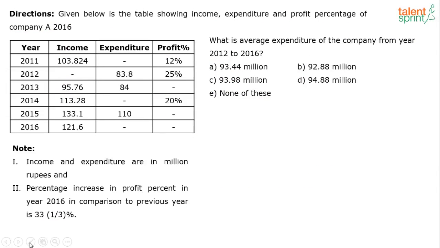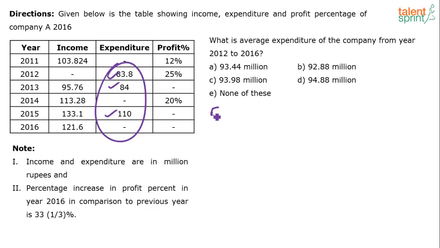Here's the next question. Try this now. What is the average expenditure of the company from year 2012 to 2016? So the average expenditure from 2012 to 2016. We know what it is for 2012, 2013, 2015. We have to first calculate for 2014 and 2016.